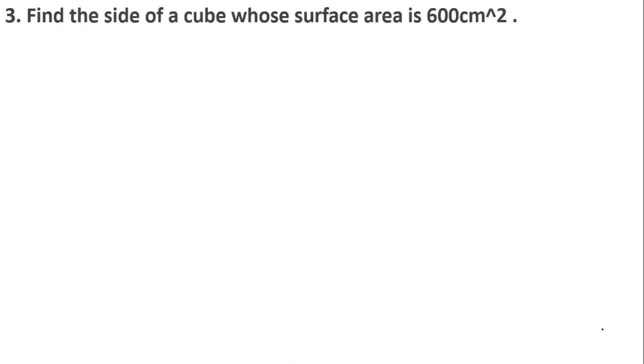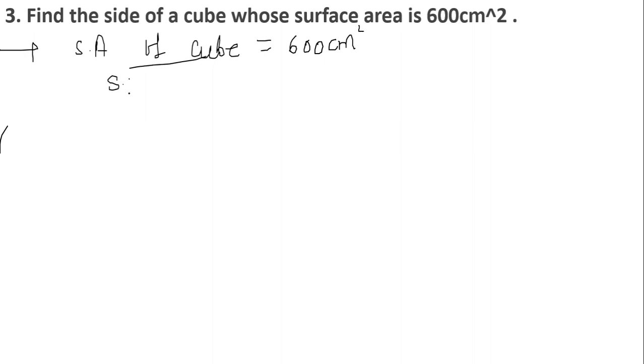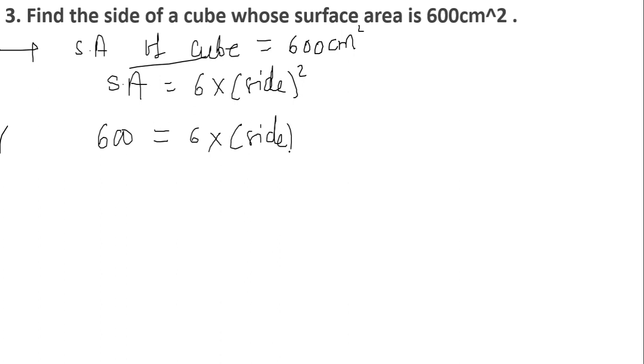Find the side of a cube whose surface area is 600 centimeter square. Surface area of a cube, please make a note of the formula. Surface area of the cube is equal to 600 centimeter square, given. And the formula for the surface area of the cube is equal to what? 6 into side square. We have seen it right now, right? 6 into side square. Do we know the side over here? No, we don't know the side, but we know the surface area, that is equal to 600. So side square as it is.